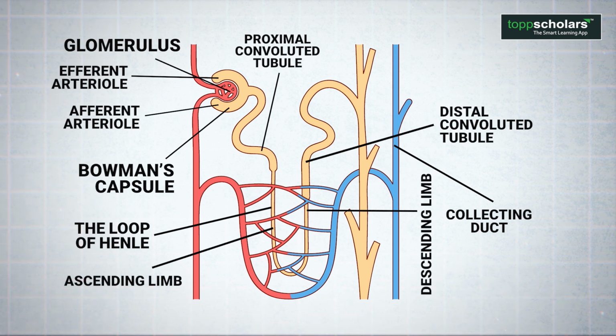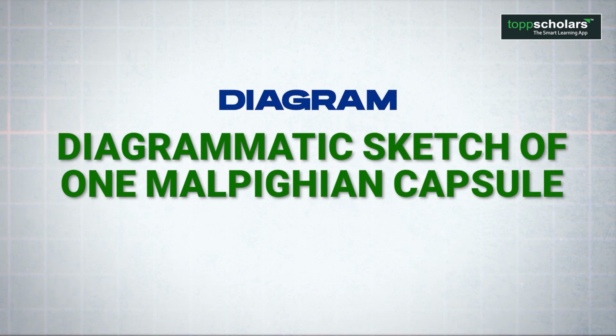This simplified diagram outlines the main structures of the nephron, which is essential for the kidney's role in maintaining the body's internal environment. To know more about their functions, please revise your theory of renal uriniferous tubule along with the diagram. Next we will see diagrammatic sketch of one Malpighian capsule.